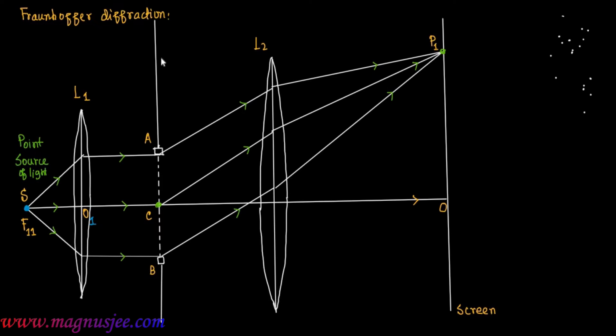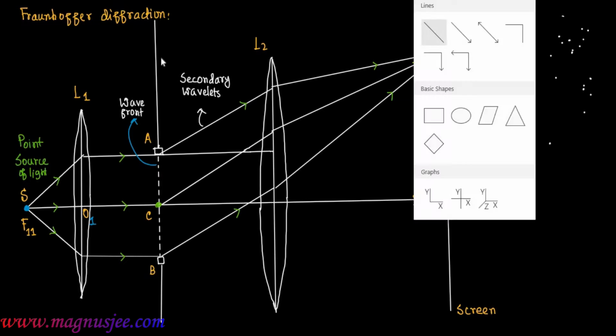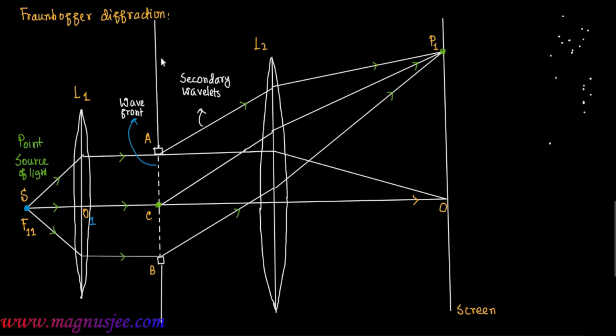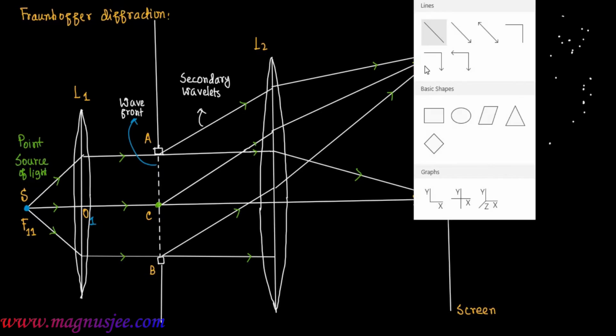They converge and superimpose at the point P1. AB is the aperture, and AB is also the plane wavefront. From the plane wavefront, parallel secondary wavelets travel along this direction, and these secondary wavelets are diffracted at an angle theta. Without any diffraction or deviation, parallel rays are refracted through the convex lens L2, and they converge and meet at the point O on the screen.